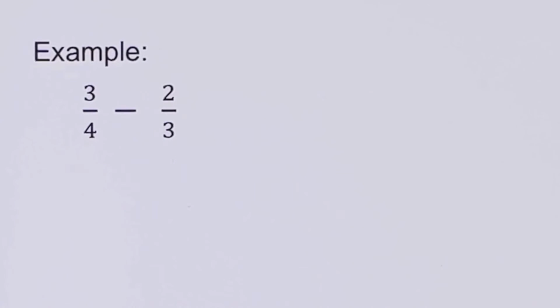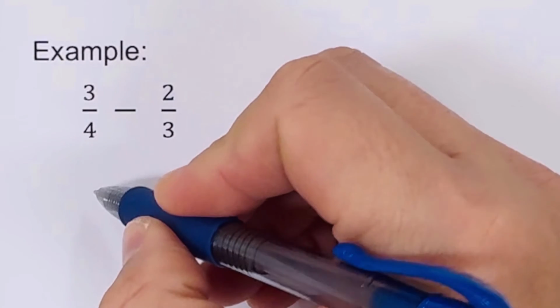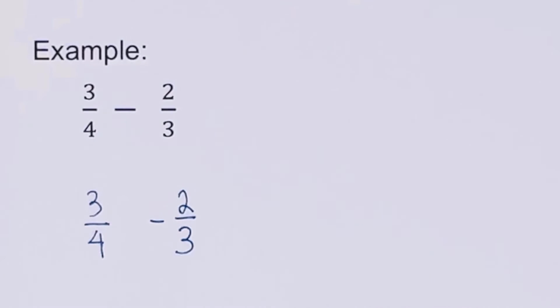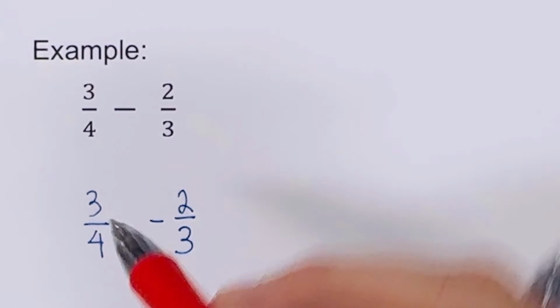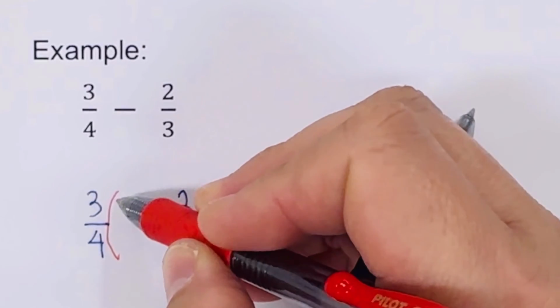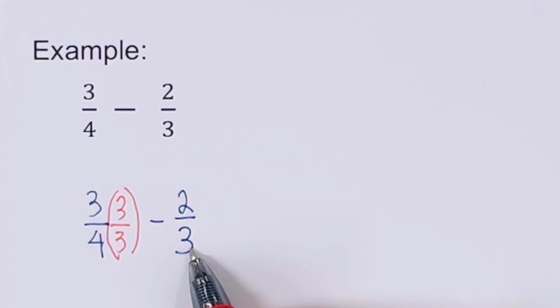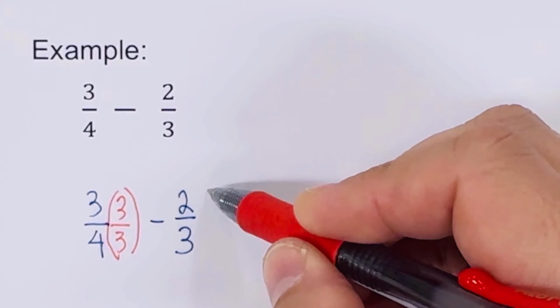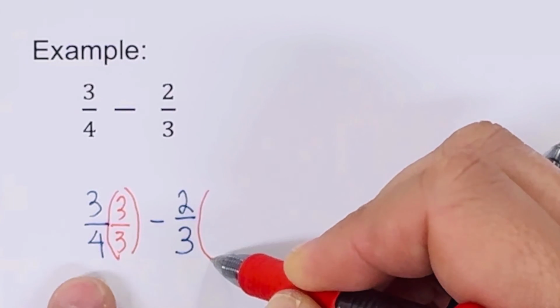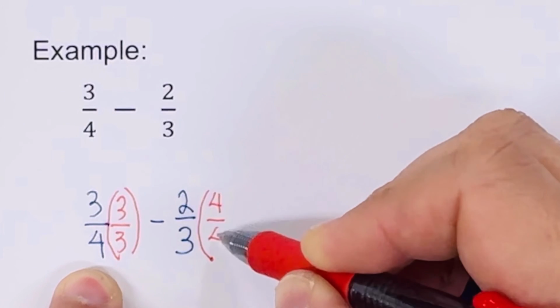Looking at this example, we can see that their denominators are not the same, so we cannot subtract them together. We have to make sure that their denominators are the same. So I'm going to go ahead and rewrite that down here. So what we do is we will multiply the first fraction with a 1, which is in the form of 3 over 3. I got this 3 from this number right here. And then I will multiply the second fraction with a 1 in a form of 4 over 4.